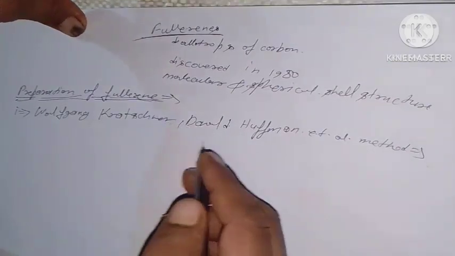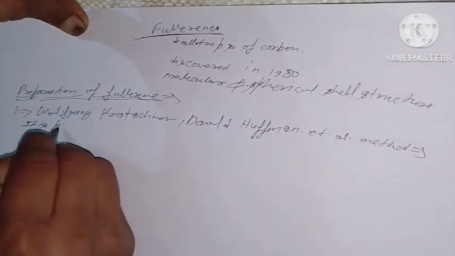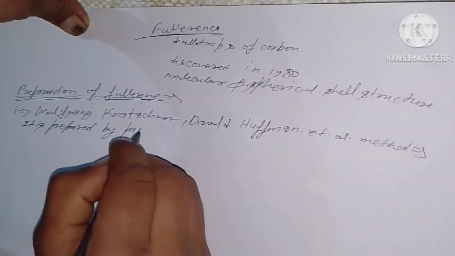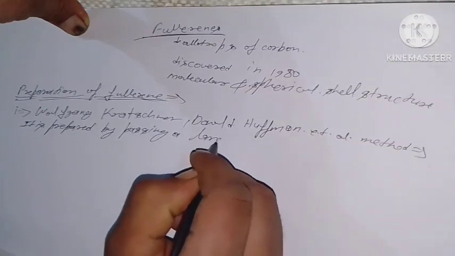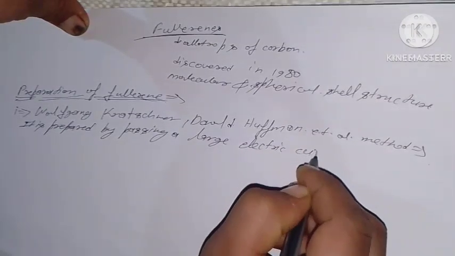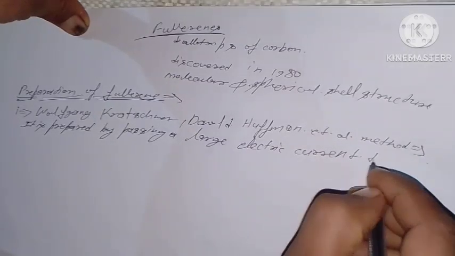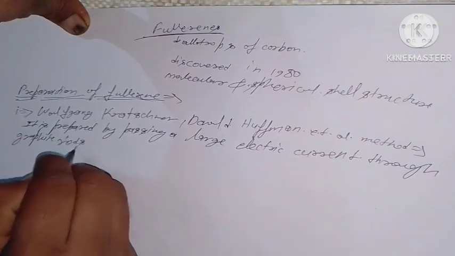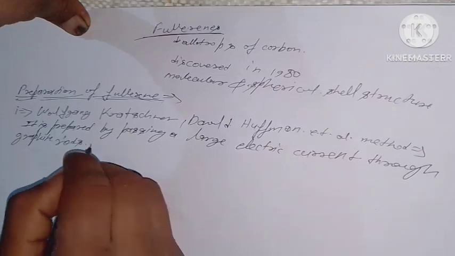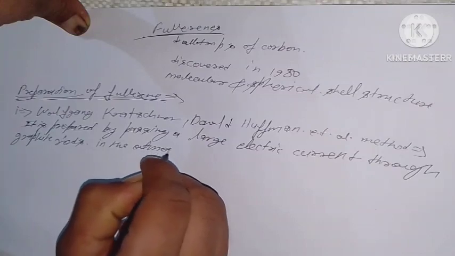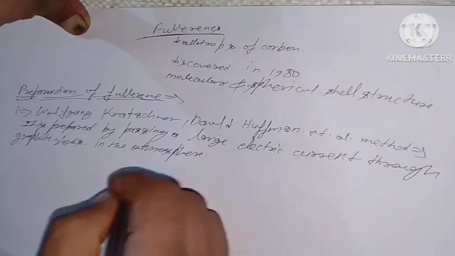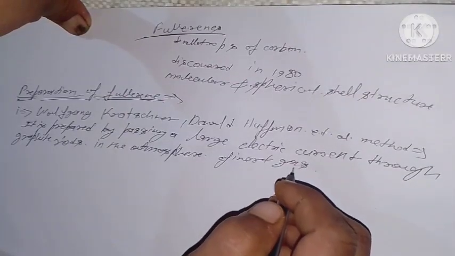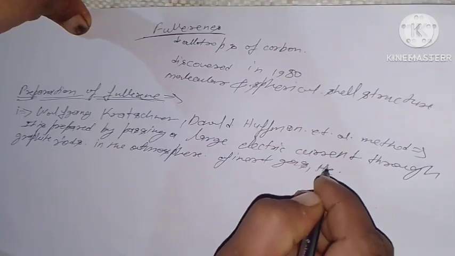Okay, it is prepared by passing a large electric current through graphite rods in the atmosphere of inert gas, the inert gas helium.